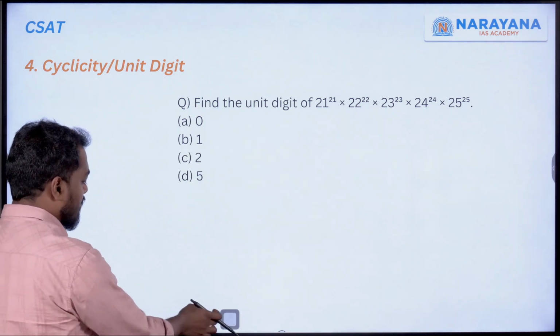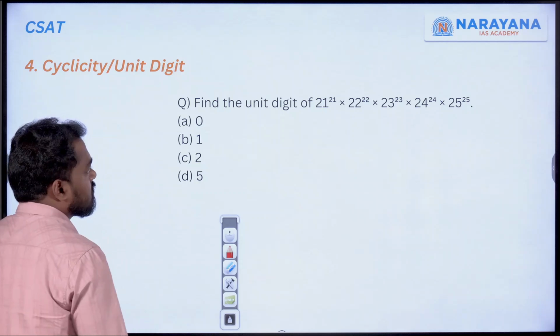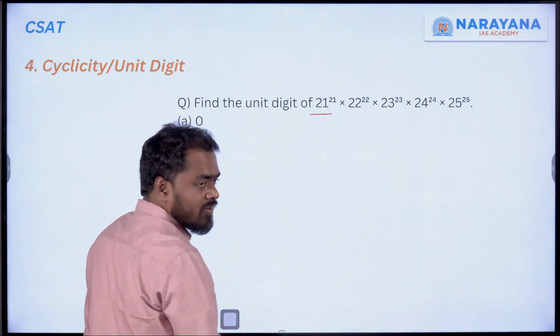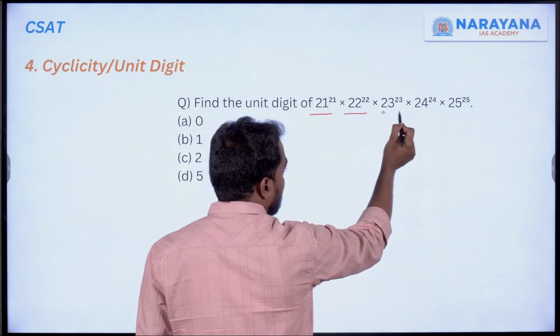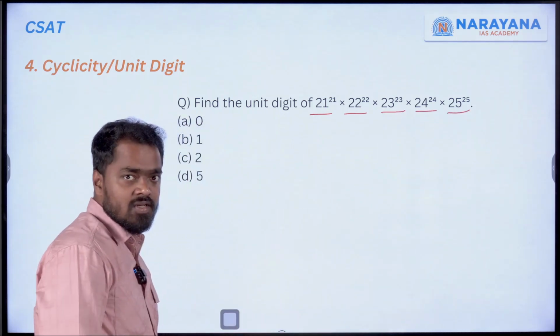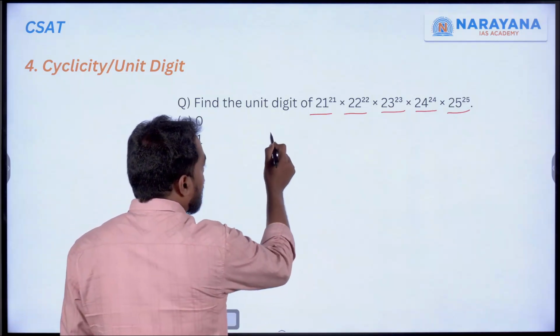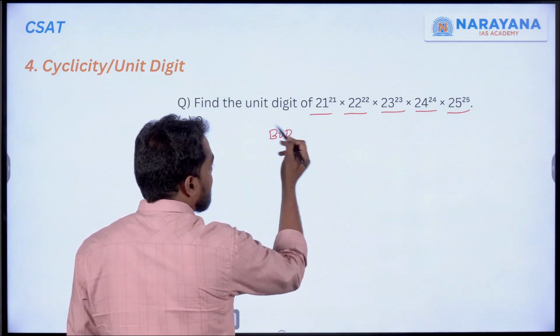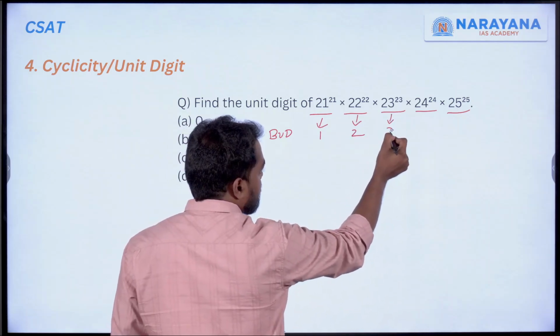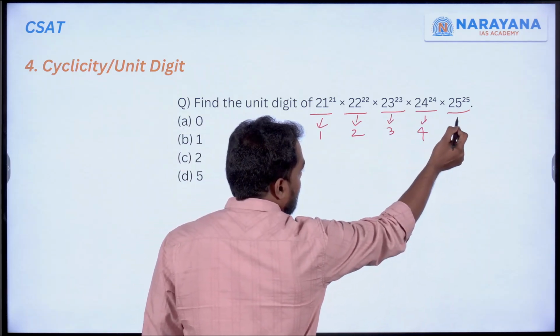Okay, let's solve this one. What they have given? 21 to the power 21, 22 to the power 22, 23 to the power 23, 24 to the power 24, 25 to the power 25. So first thing you have to do is, what is the base unit digit in each case? Here it is 1, here it is 2, here it is 3, 4 and 5.